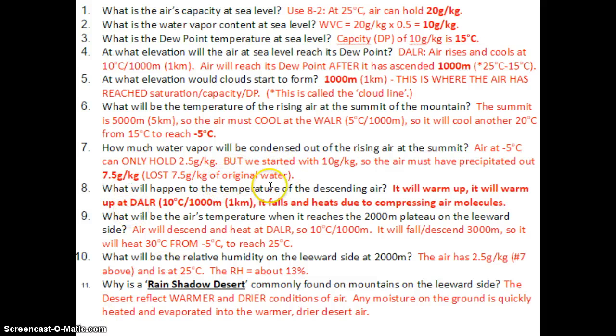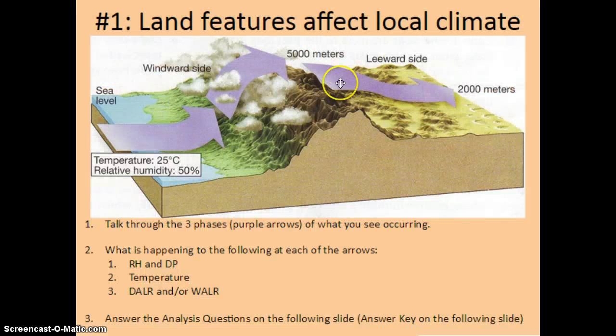What's going to happen to the temperature of the descending air? Well, it will warm up. But if you only write that, I'm going to count it completely wrong, because it will warm up at the dry adiabatic lapse rate, which is 10 degrees C per 1,000 meters. It falls and heats up due to the compression of air molecules. So when I look at this leeward side as it falls, it's heating up at the dry adiabatic lapse rate.